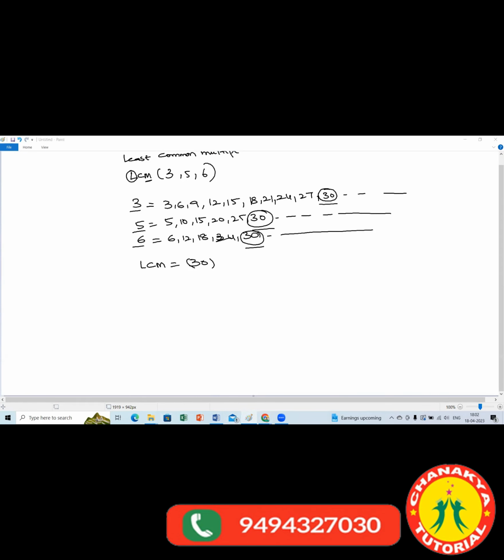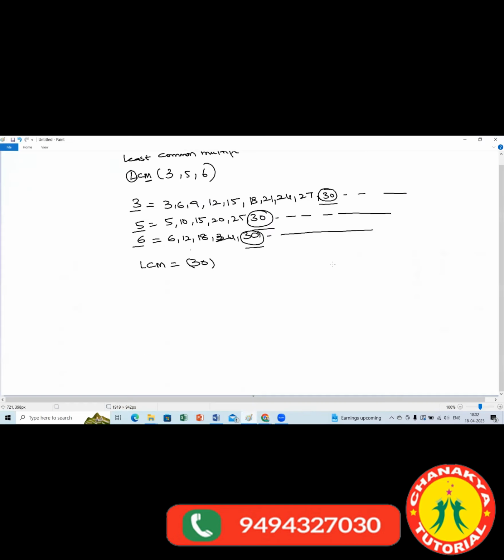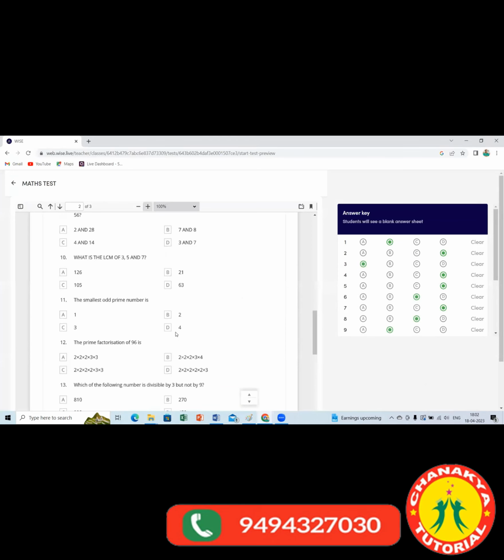Understood, Soumya and other students? Yes, ma'am. All right, so that's all. But there are multiple methods. Only this for your understanding I'm teaching. LCM prime factorization method, and we have division method. We will discuss those different methods in the next class.